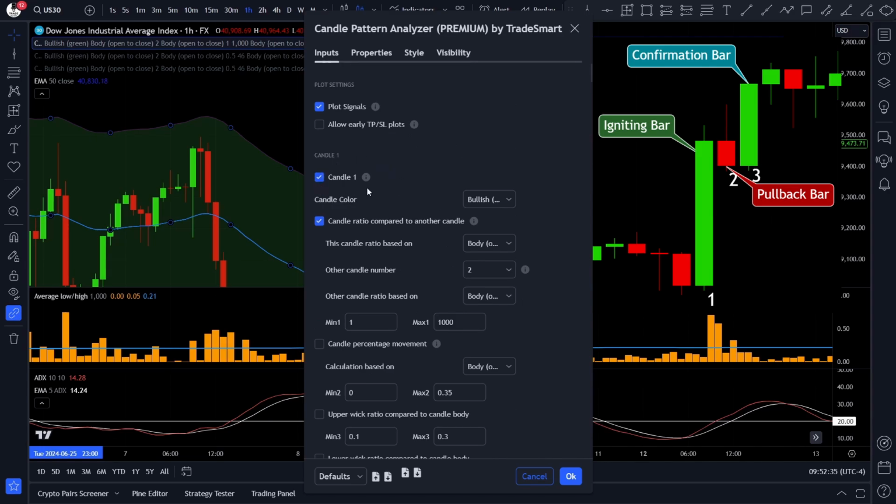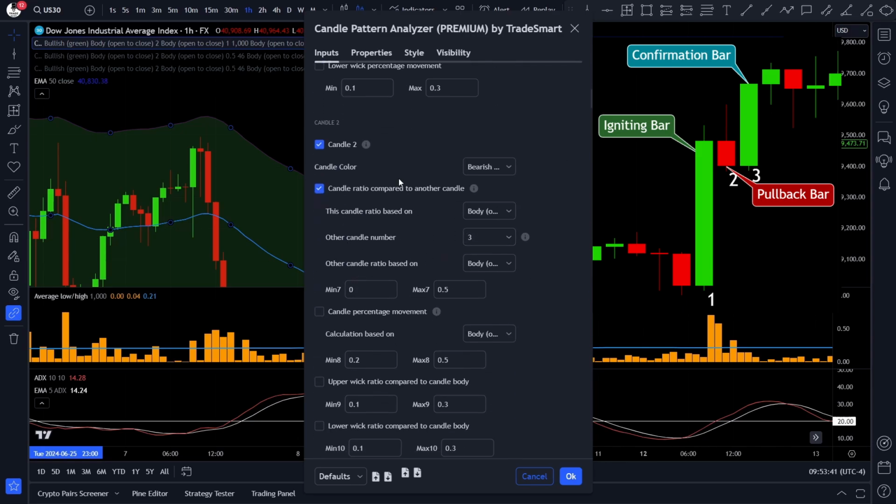In this case, candle 1 will represent the confirmation bar or the breakout bar. This candle needs to be green, so I set it to bullish. And the confirmation candle always needs to be bigger than the pullback bar. So I use the candle ratio comparison function. I set the other candle number to 2, which is our pullback candle, and I set it to be at least a 1:1 ratio. This means that the confirmation candle should be at least the same size as the pullback candle. Moving on to the second candle, that will be our pullback candle, and it should be red, so I set it to bearish red.